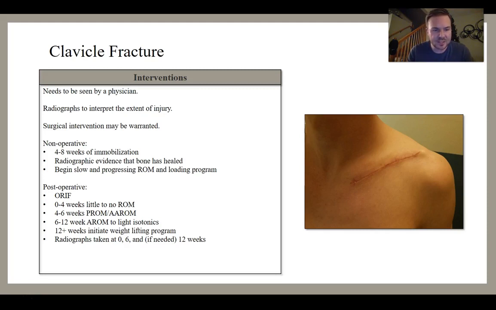In the post-operative setting, we go 4 weeks, little to no range of motion, just letting the bone heal. And then from weeks 4 to 6, starting some range of motion, 6 to 12, progressing to active to light weightlifting, and then after 12 weeks, full clearance back to weightlifting if we see radiographic evidence the bone is healed.